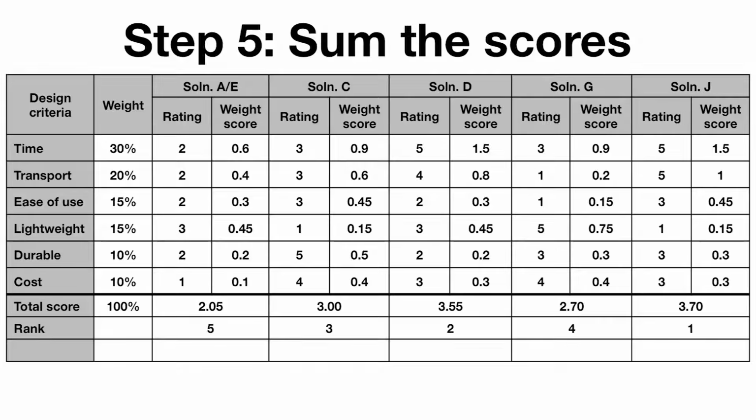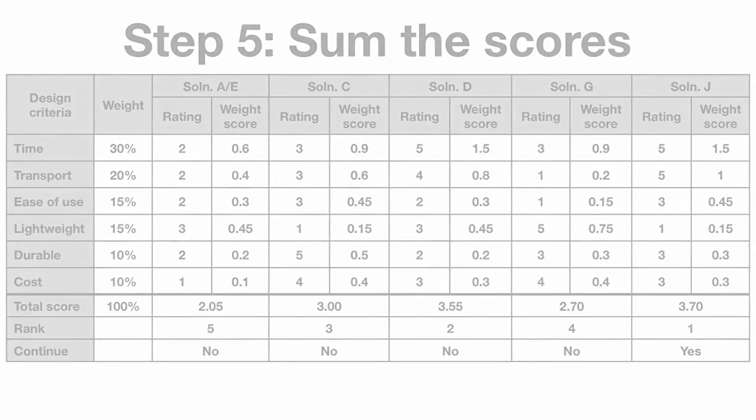The solution with the highest value is usually selected as the design solution to move forward with. For our scoring P matrix, solution J scored a 3.7. So we'll mark to continue this solution as a yes, and all the others will be marked as a no.